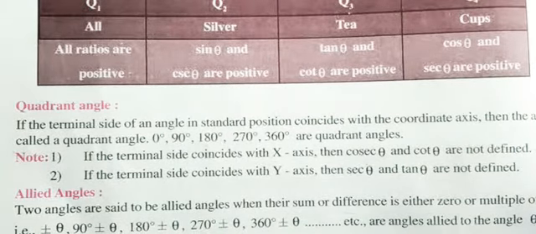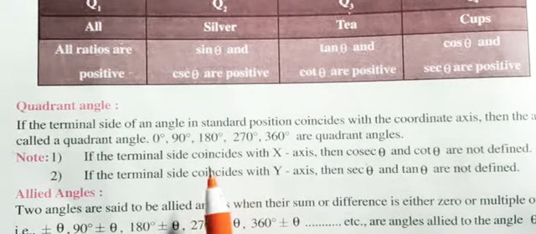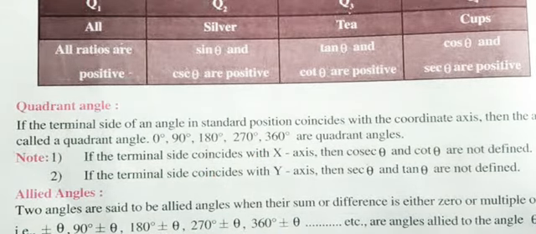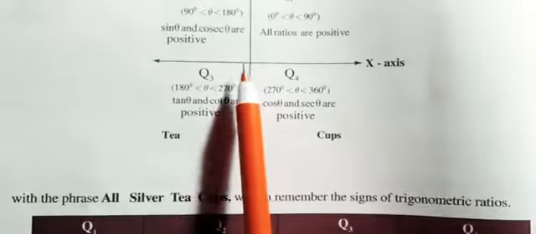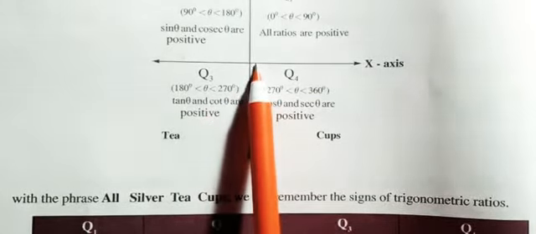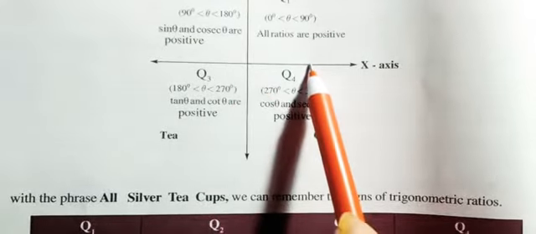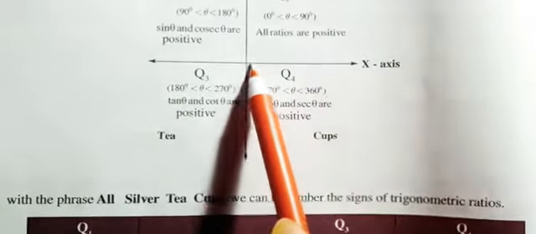If the terminal side of an angle in standard position coincides with the coordinate axis, then the angle is called a quadrant angle. Terminal side, that is my OP. OP is coinciding with the axis, maybe with the x-axis or with the y-axis. Suppose we are taking OP along this, so that it coincides with the x-axis.